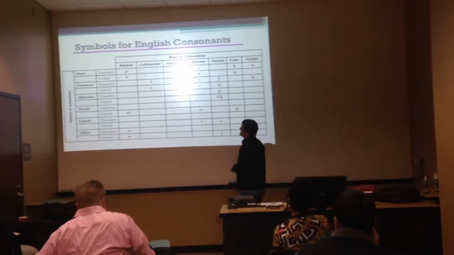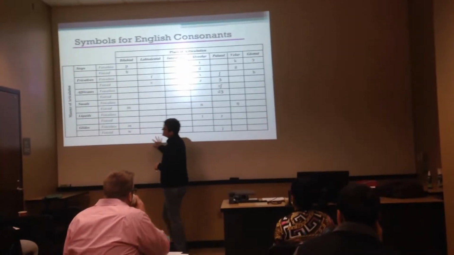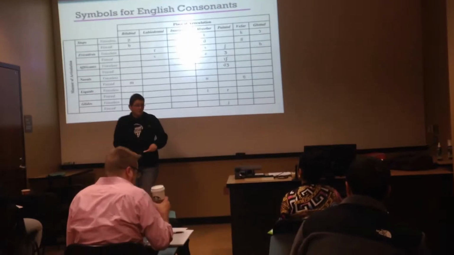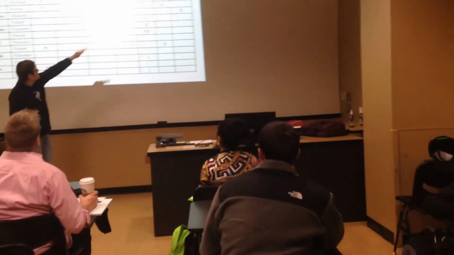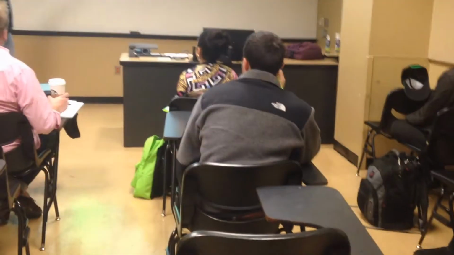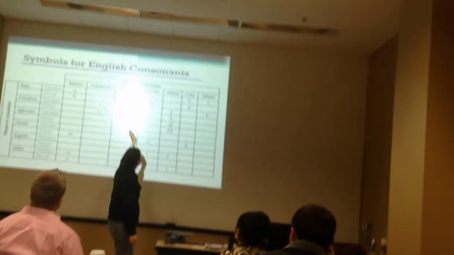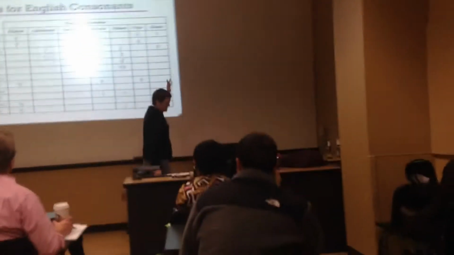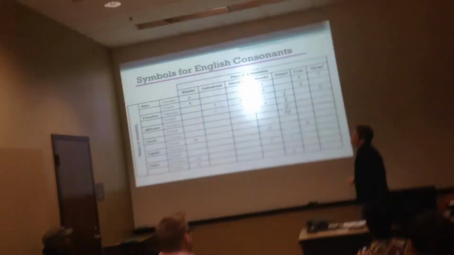This is a chart of consonants in American English, and it's organized in terms of articulatory features. You can see across the top, place of articulation. Each one of those categories, bilabial, labiodental, interdental, alveolar, palatal, velar, and glottal, are all places in the vocal tract that we constrict air in order to produce sound. So those are all places of articulation.